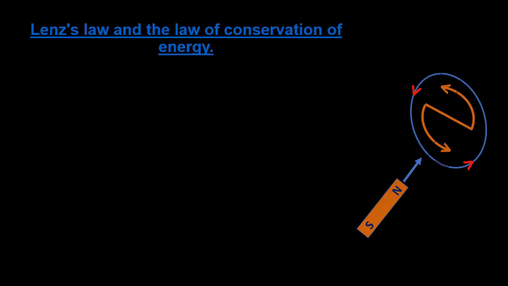Now we discuss the Lenz's law and the law of conservation of energy. If you look at this figure, this is a coil, this is a magnet, and when the magnet is being pushed towards the coil, then current will be induced here, which is electrical energy. Does this production of electrical energy in the coil obey the law of conservation of energy or not? From the law of conservation of energy, we know that energy cannot be created nor destroyed, but it can be changed from one form to another.